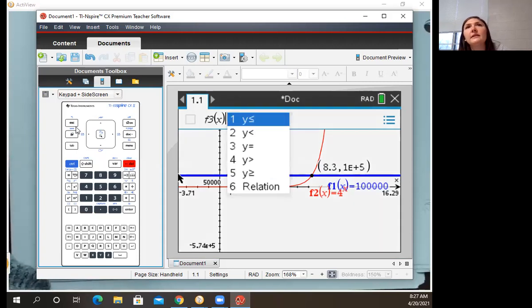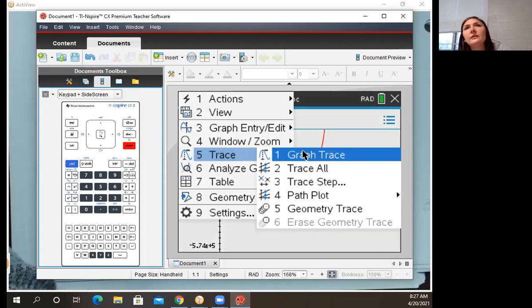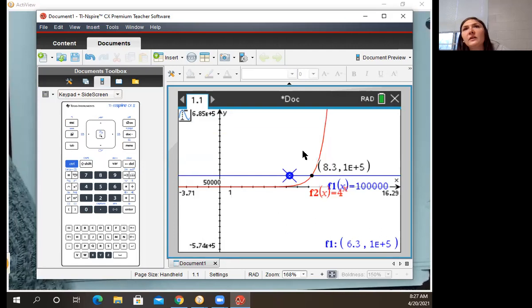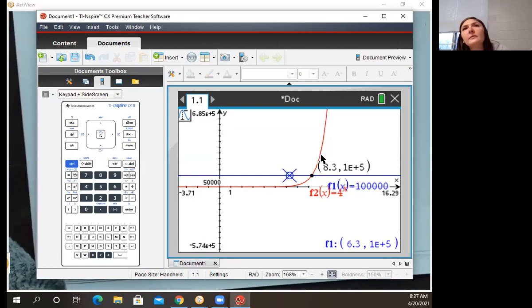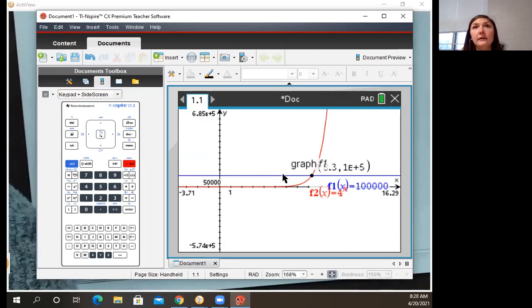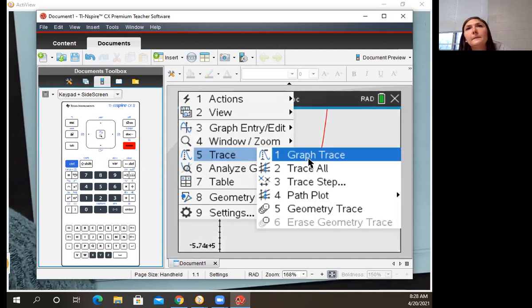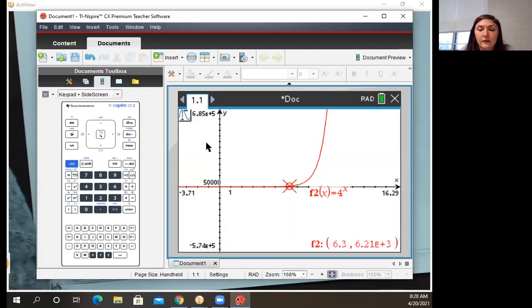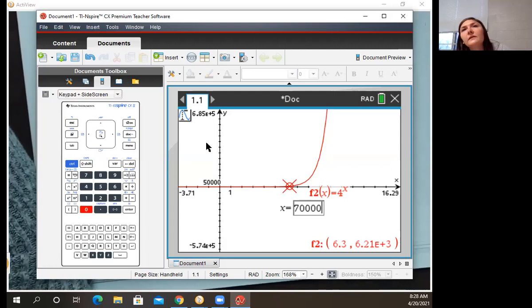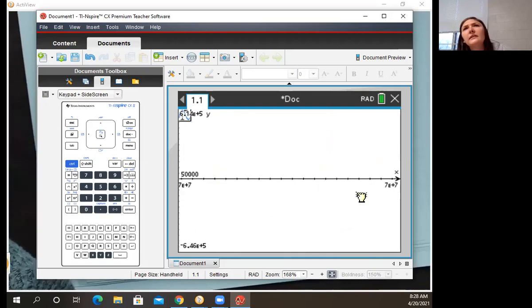Here, we want to graph trace. Oops. Okay, so graph trace. We're going to search for an X value of 7 billion, and we're on the wrong line. Let me see if I can switch us over here. Okay. So let's go ahead and get rid of that. Now let's try a graph trace. 7,000, 70,000. That should be about what we're looking for. Undefined.